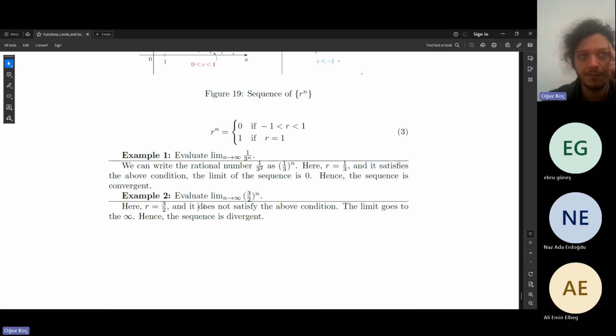And we have the second example here. This is the reverse example for divergence. Here again we have 3 over 2 to the nth power. In here, r is 3 over 2. Therefore, this does not satisfy the above condition, and we can say that when n goes to infinity, the sequence is divergent. It diverges.